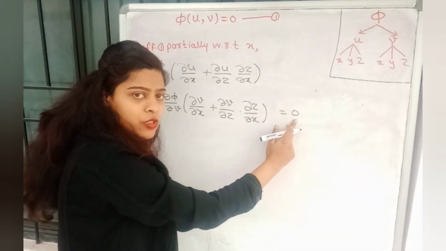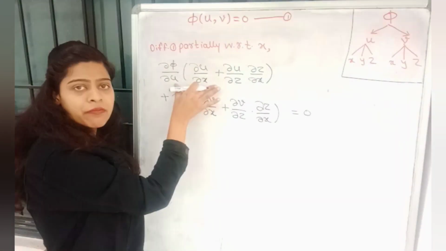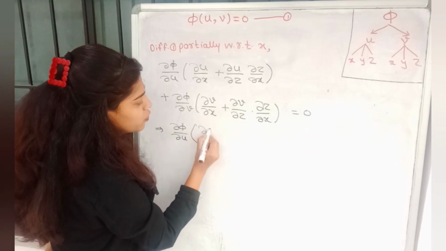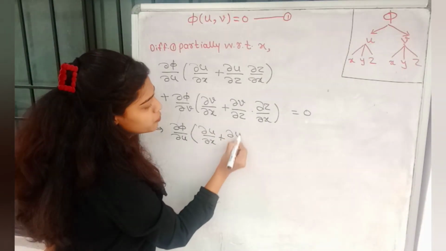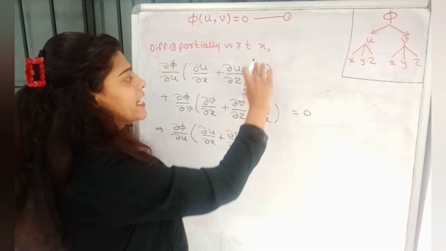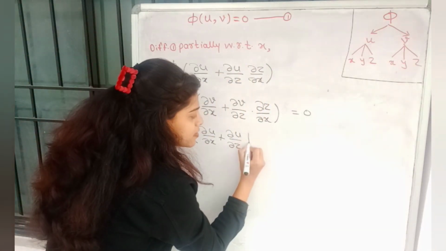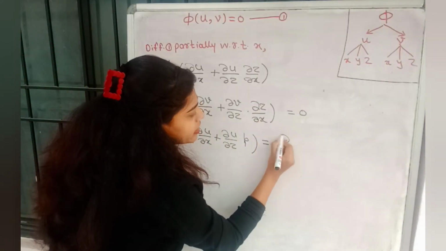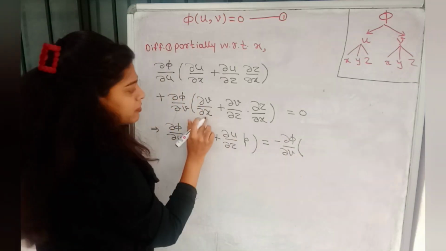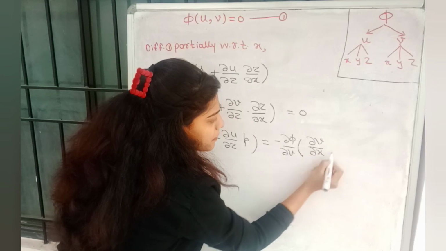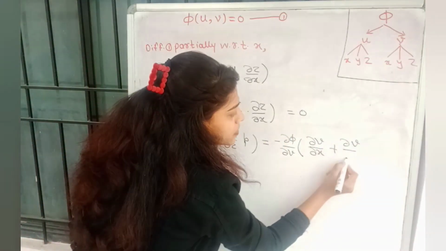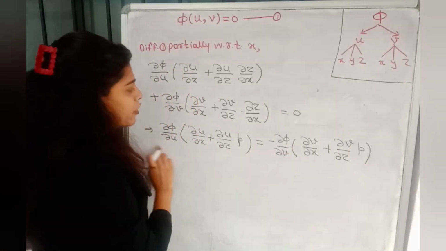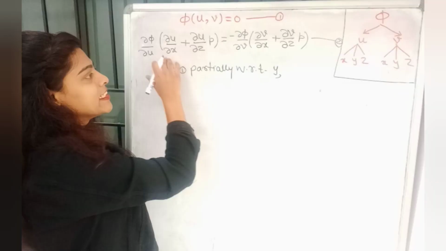Therefore, its derivative is also equal to 0. Which implies that the first term will remain as it is, that is dou phi by dou u into the first term dou u by dou x plus dou u by dou z, and we already know the standard notation of dou z by dou x is equal to how much? Small p. Shift this term to the right side, then we get dou phi by dou v into the first term dou v by dou x plus the second term dou v by dou z, and the standard notation of dou z by dou x is small p. We denote this as equation number 2.